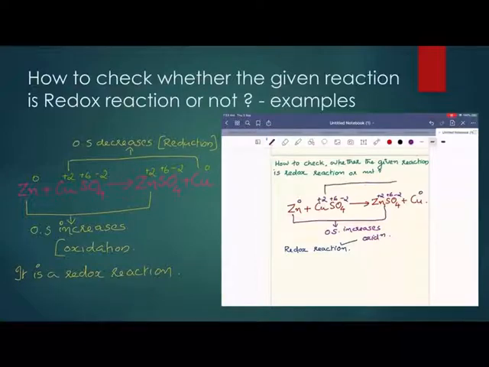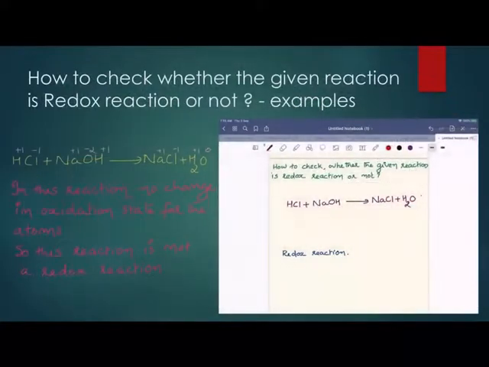Copper in copper sulfate has an oxidation state of +2. Now it is reduced to 0. So a decrease in oxidation state happened. So this reaction is reduction. So in this reaction, both oxidation and reduction occur. So we call this reaction a redox reaction. How to check whether the given reaction is a redox reaction or not?